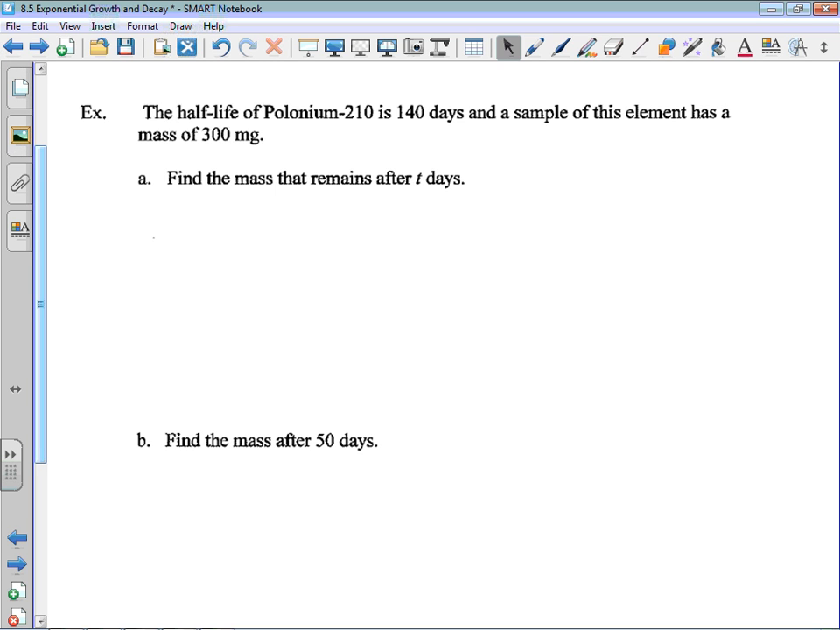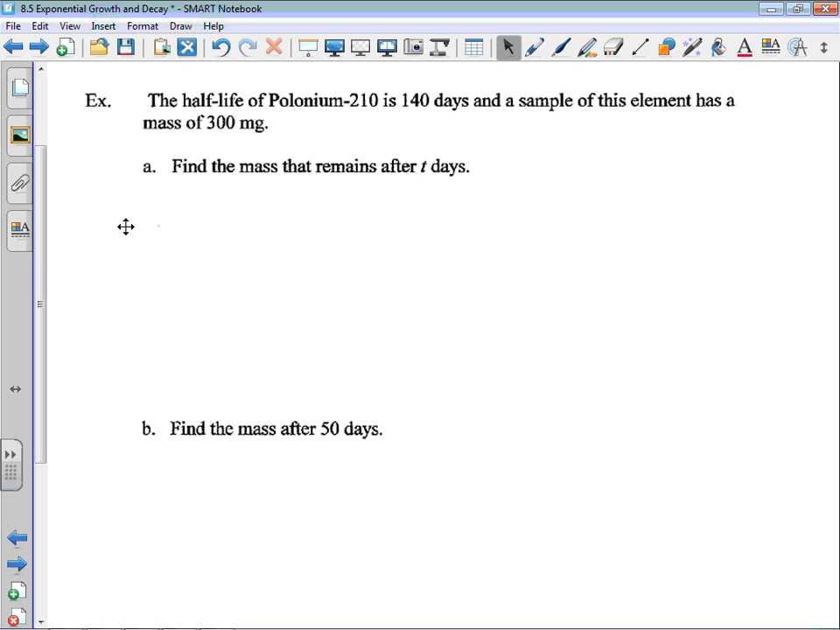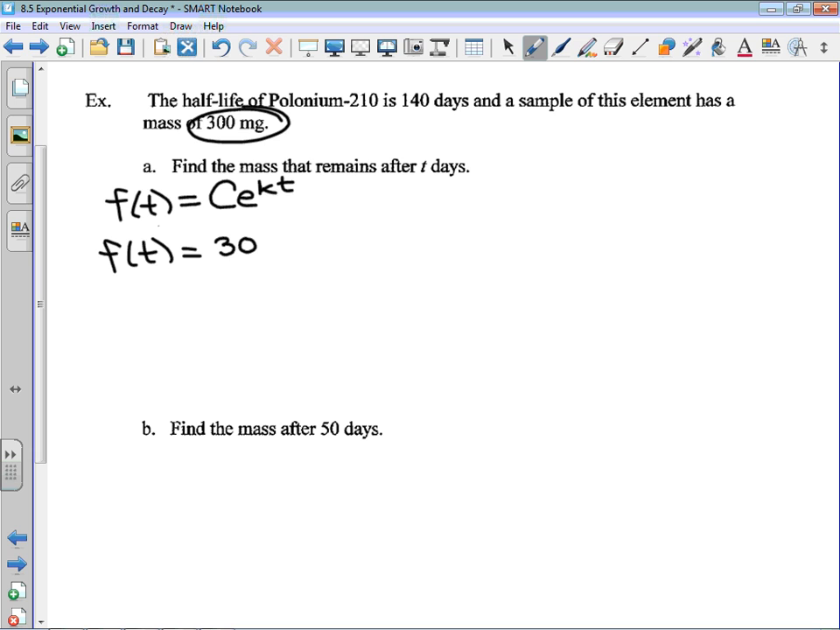So what we're going to do here is we're going to use the information they give us. It says that the half-life of polonium-210 is 140 days, and a sample of this element probably currently has a mass of 300, but what we're going to use is the same formula we did before. So the amount we have, f as a function of time, is still going to be equal to c times e to the kt. This is going to be our c value because that's the initial amount of polonium-210 we have. So I have 300 times e to the kt.